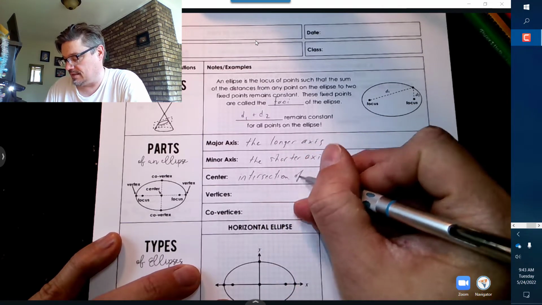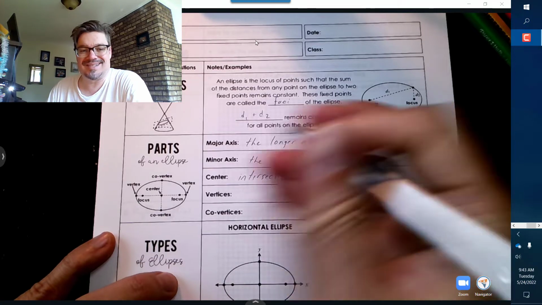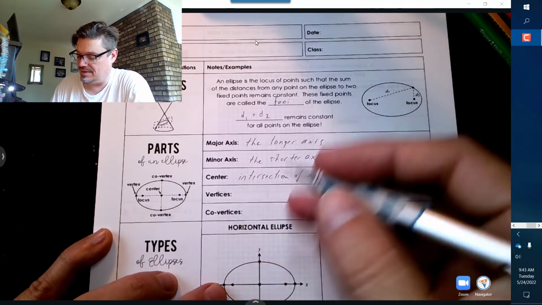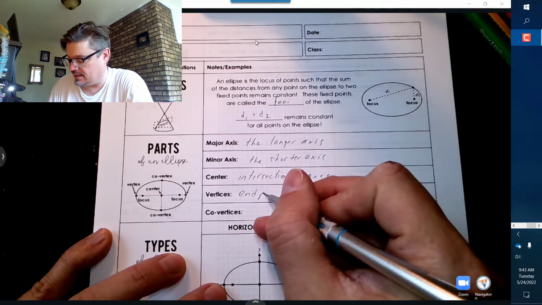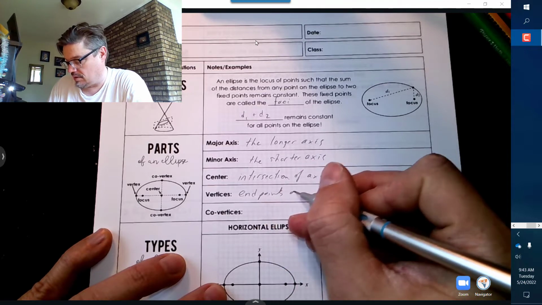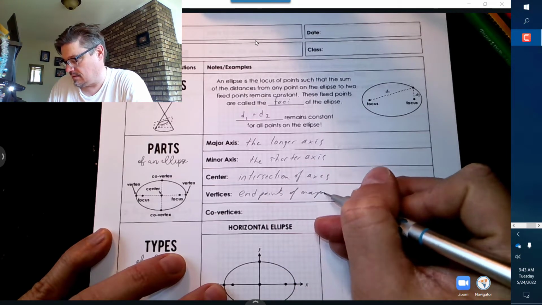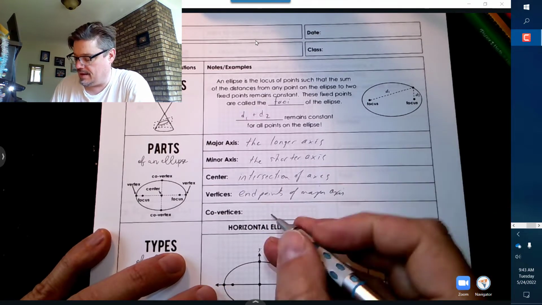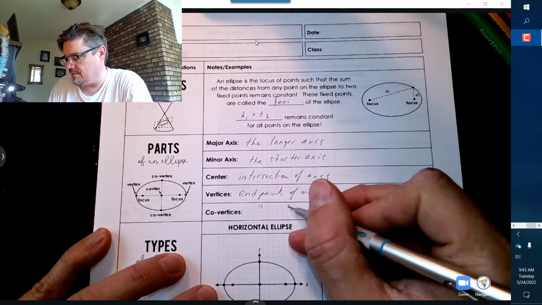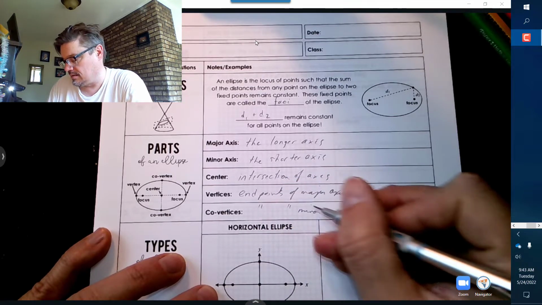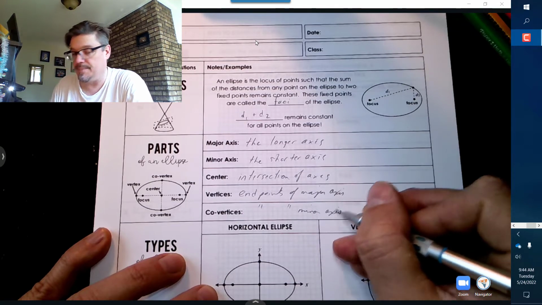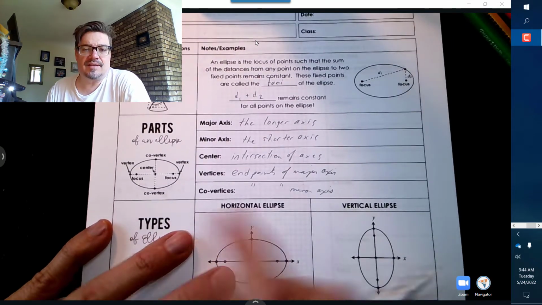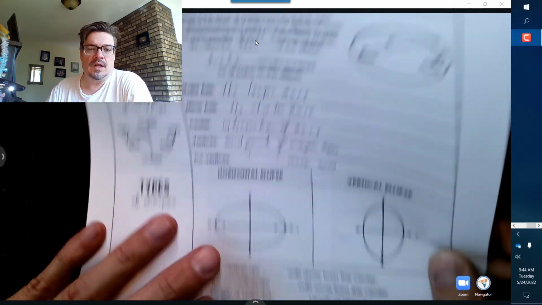Now, here's where they intersect. Intersection of axes. Okay, now the vertices and co-vertices. These are the endpoints of the major axis, and then co-vertices are the endpoints of the minor axis. So you're going to have to find those after you graph them.